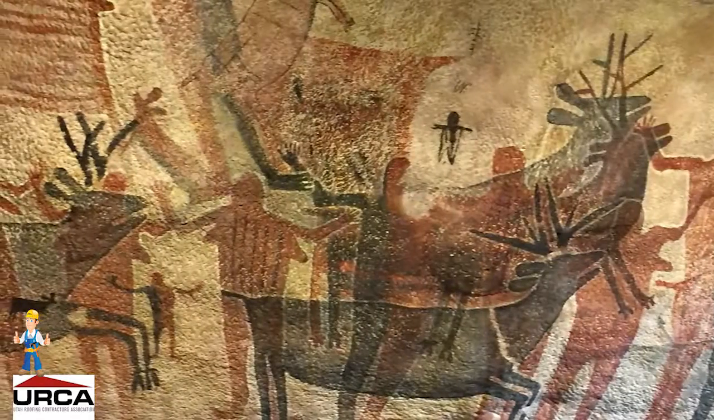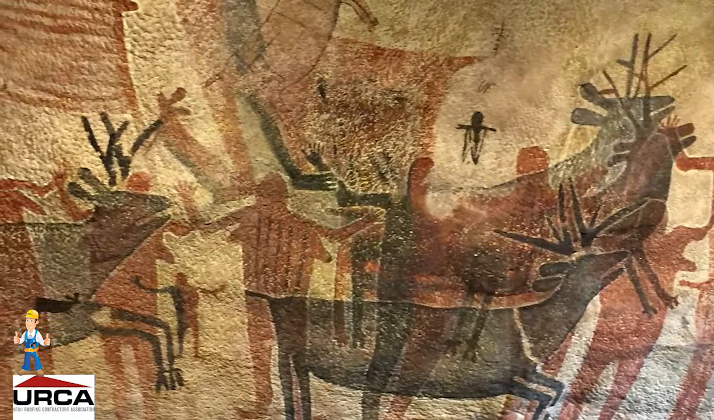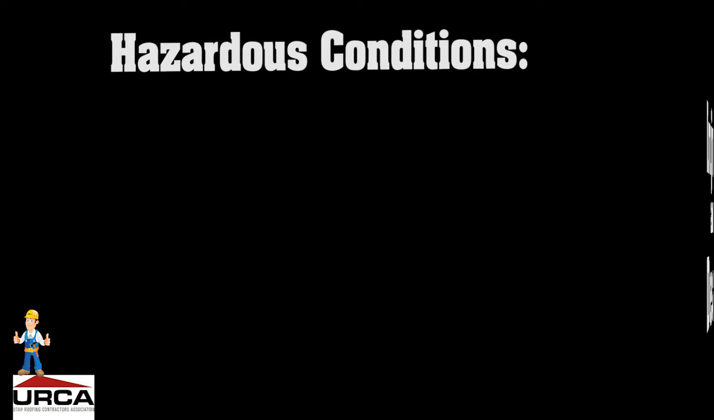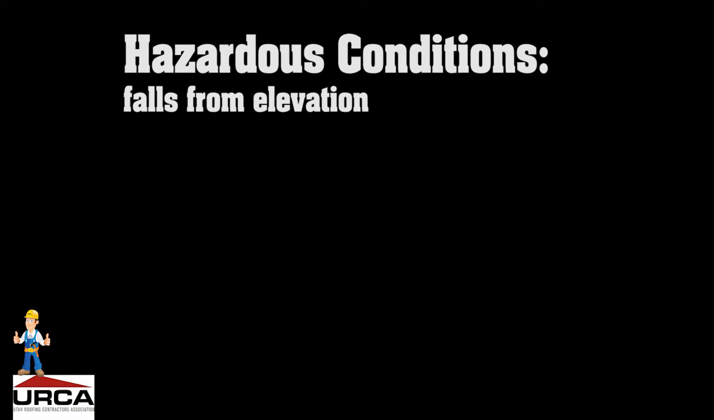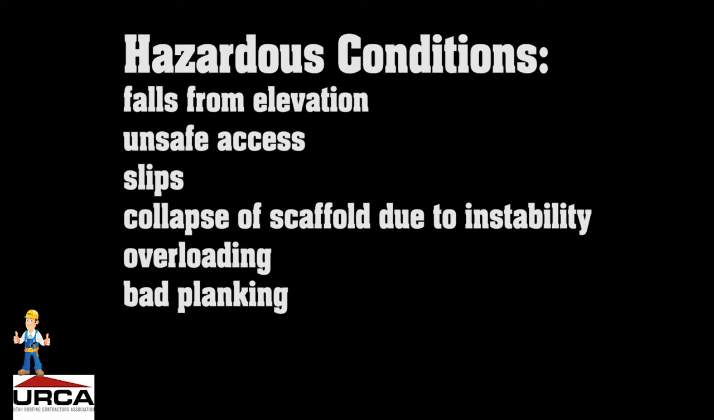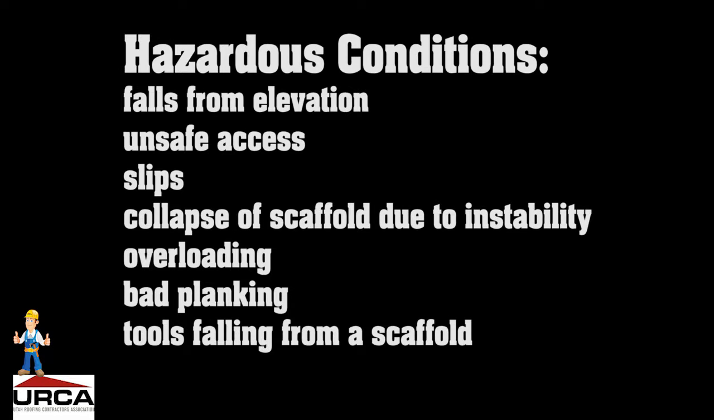Humans have used scaffolding ever since peoples used them for painting cave ceilings over 17,000 years ago. However, from ancient times to the present, accidents have occurred from falls from either erecting or using scaffolding, resulting in injury and even death. Hazardous conditions are falls from elevations due to lack of fall protection, unsafe access, slips, collapse of scaffolding due to instability, overloading, bad planking, or tools falling from a scaffold.